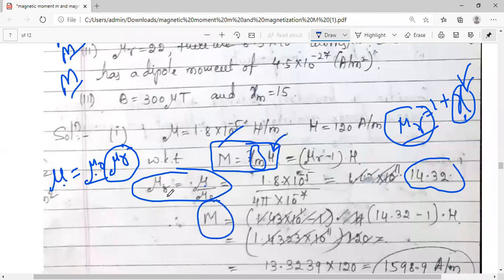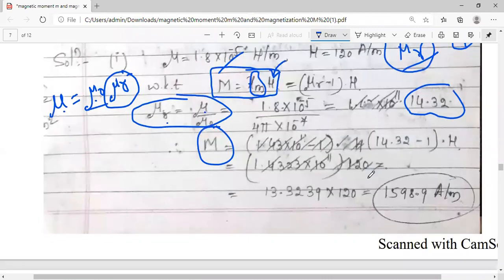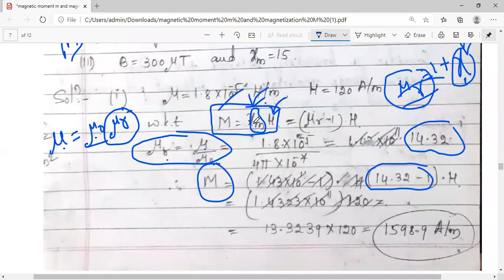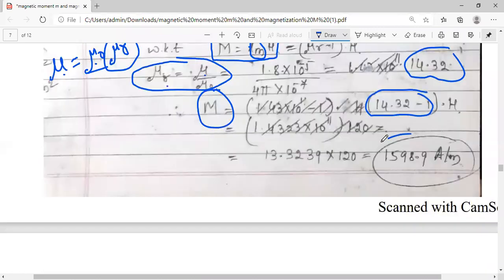So magnetization is, chi value I have directly taken like this, mu r minus 1. You can substitute separately mu r minus 1, which is equal to chi, and then substitute that here. So I have found M to be 1598.9. Magnetization is analogous to H, so the unit is ampere per meter.